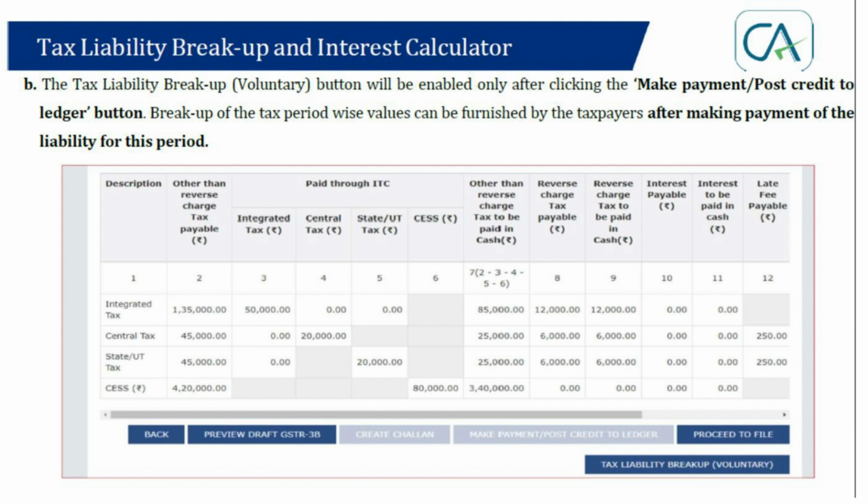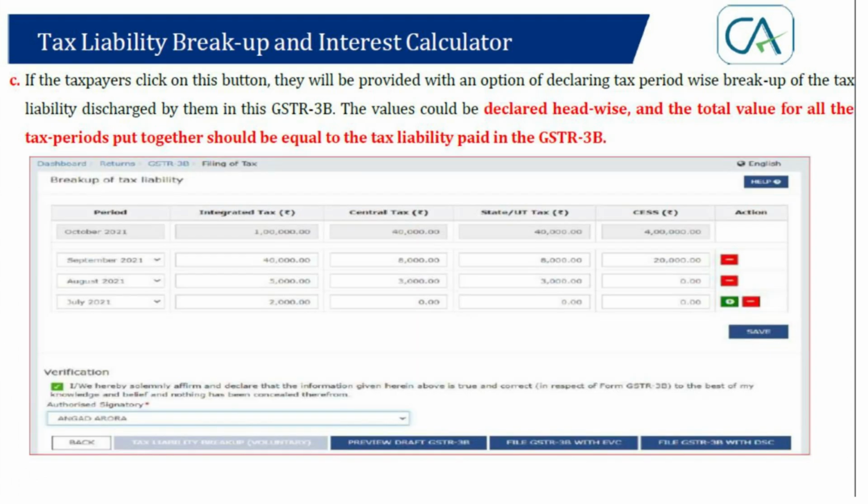This is a facility wherein we report that this is the payment for the month of October itself. We first make the payment, we press make payment and post credit to ledger, then after that there is an option, tax liability breakup voluntary. We click this, and see, it has come. After making that payment for October, we get the option to calculate automated interest. I can put certain liabilities which I have to report in the October return and write them next to my previous periods. What is the purpose of this? Automated calculation of interest, the correct amount of interest by the portal itself.